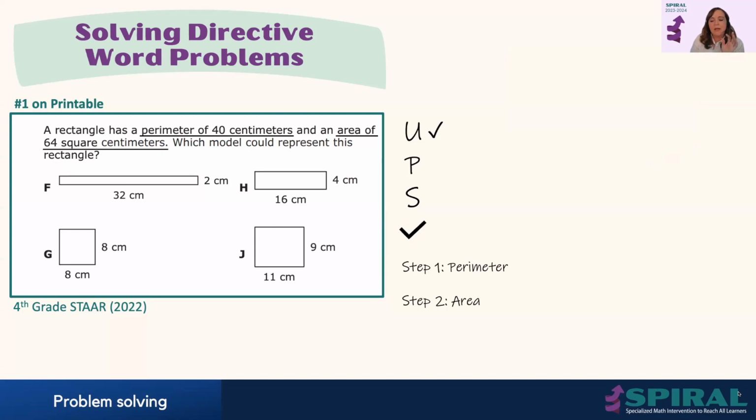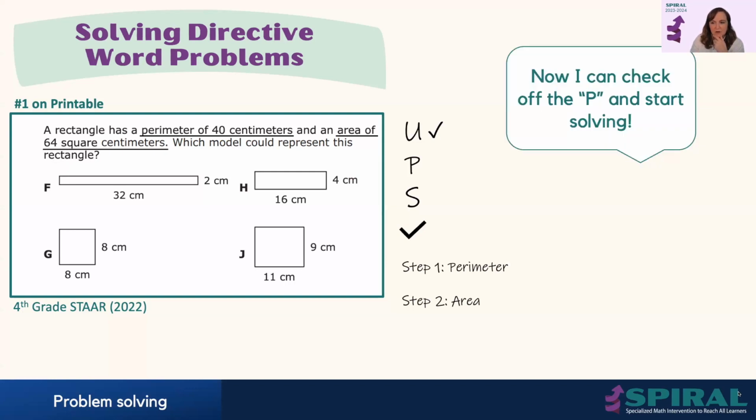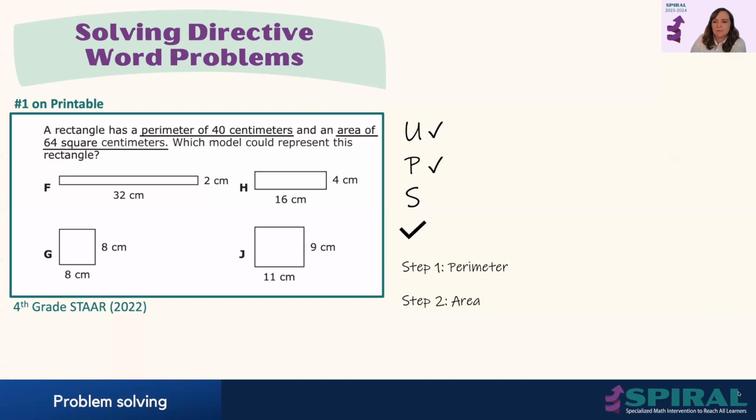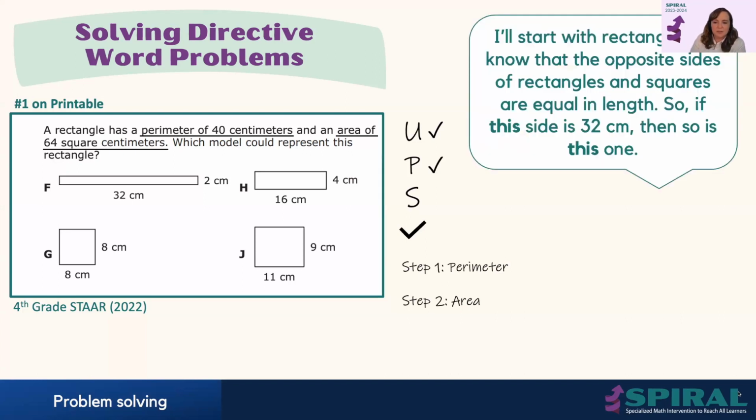That's my step one. And step two is I'm going to focus on area. So let's go to step one and let's first focus on problem F. So now I'm going to start with this solving. I'm going to start with rectangle F or model F, and I'm going to think about, well, how do I calculate the perimeter?